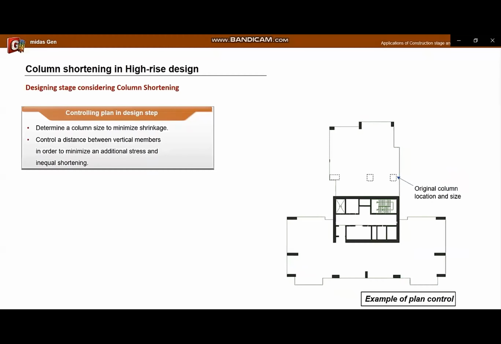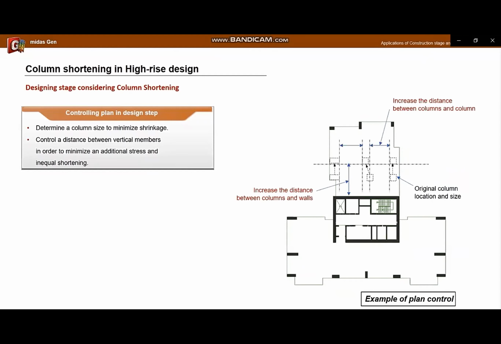Let's look at what we need to consider in the structural design step. First, you need to control the arrangement and size of columns when designing the plan. Columns adjacent to walls are repositioned to have as long a distance as possible. And the size of the columns is determined so that similar compressive stresses are applied between adjacent columns.